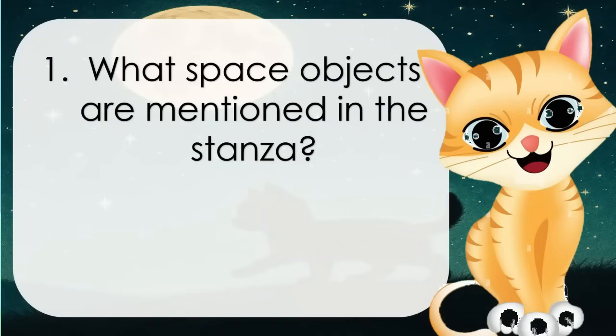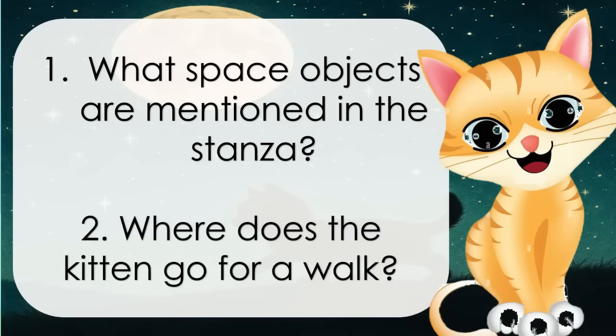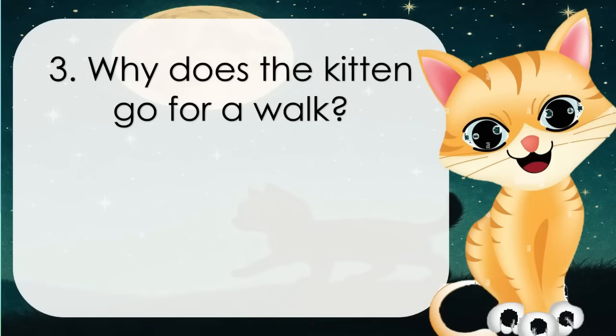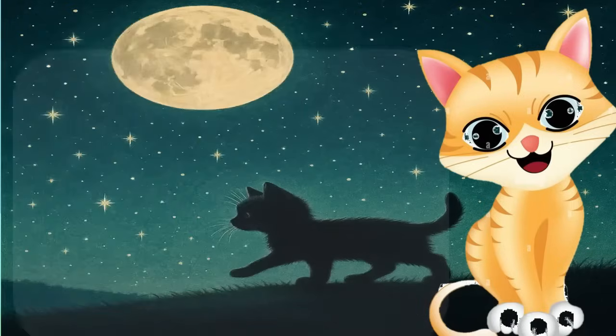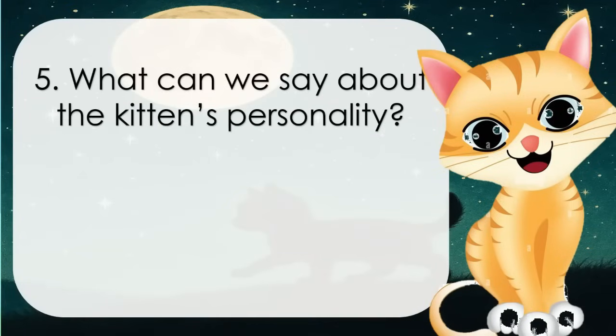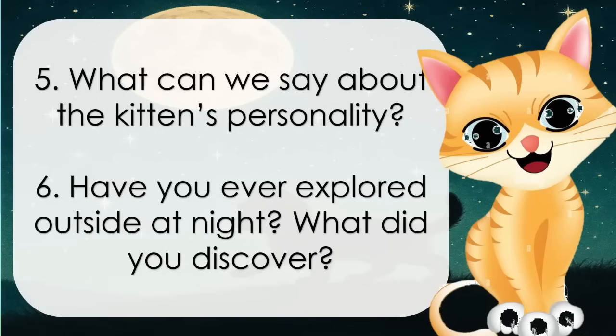What space objects are mentioned in the stanza? Where does the kitten go for a walk? Why does the kitten go for a walk? What might happen to the kitten when she goes for a walk? What can we say about the kitten's personality? Have you ever explored outside at night? What did you discover?